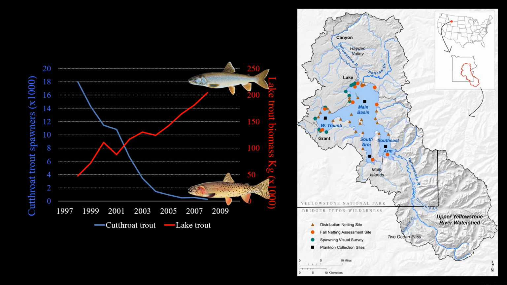So lake trout, as shown on this graph by the red line, increased dramatically in abundance and biomass in the late 1990s through the late 2000s. At the same time, we witnessed dramatic declines in our native Yellowstone cutthroat trout, in spawning streams, and within the lake itself.